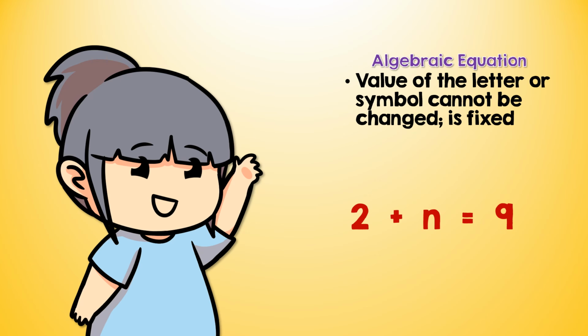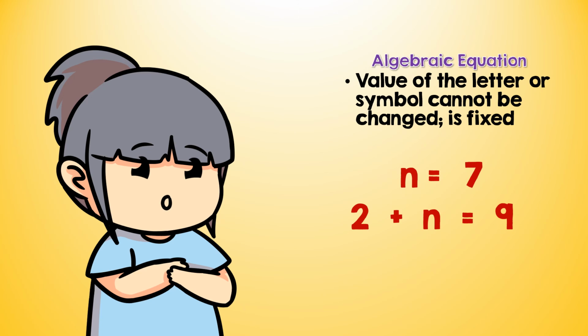And to add on to algebraic equation, the value of the letter or symbol cannot be changed, meaning the value is already fixed. Like from the example earlier, 2 plus n equals 9. Whatever unknown value n we add to 2 should be equal to 9. Say for example, we give n the value 7. We replace n with 7, and if we add 2 plus 7, it's equal to 9, making the equation true.